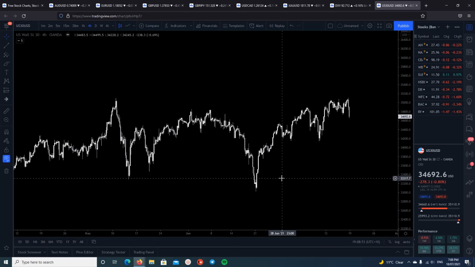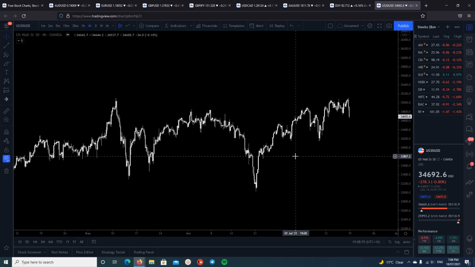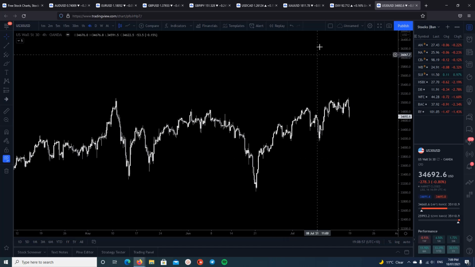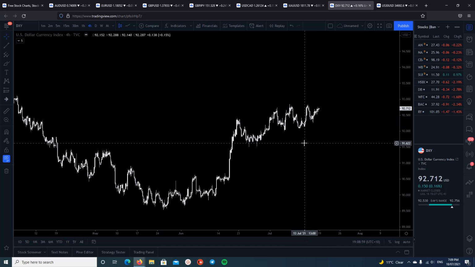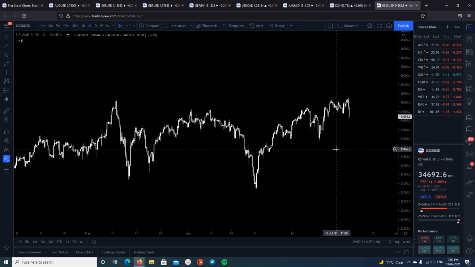But be very mindful if we do continue to the downside. If Dixie starts to fly, more likely the Dow is going to continue to drop. So keep that in mind.